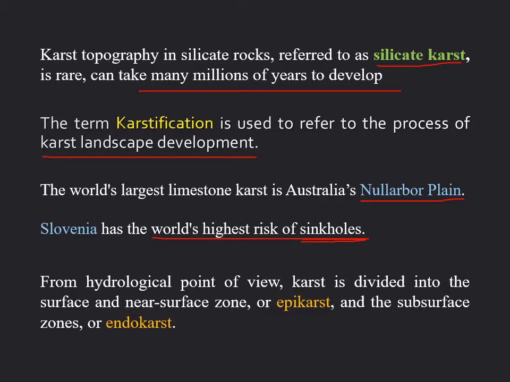Now, from a hydrological point of view, karst is divided into surface forms that occur on the surface or just in the soil zone, which are known as epikarst, and karst features that occur in subsurface conditions, inside the earth beneath the soil zone, which are known as endokarst. So those occurring in the surface or near surface zone are known as epikarst, and those in subsurface zones are known as endokarst.